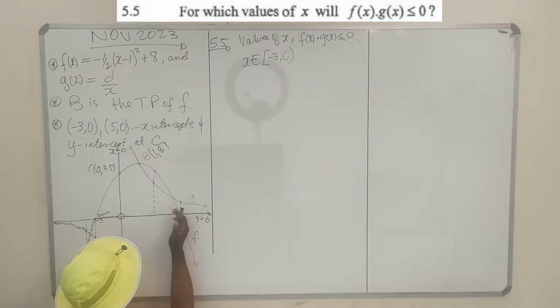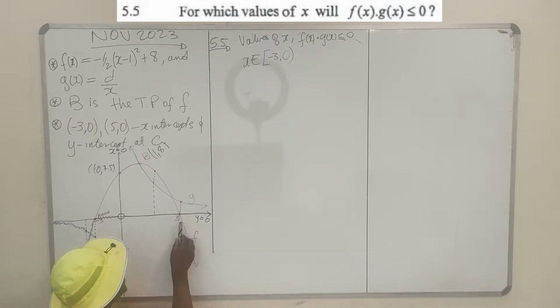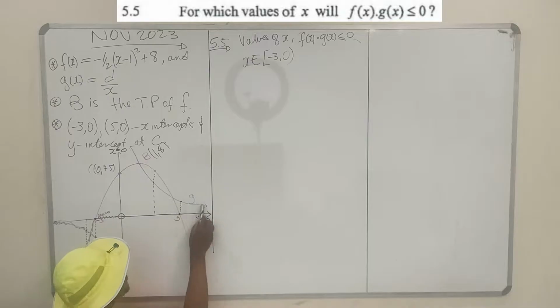And after 5, on the right-hand side of 5, you can see one will always be negative and the other will always be positive.